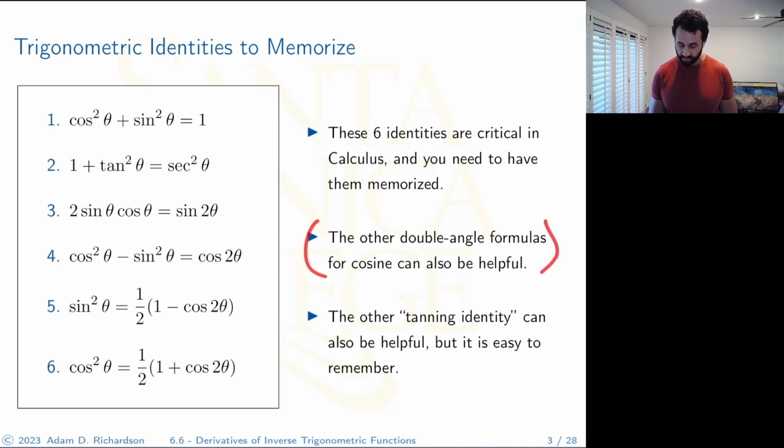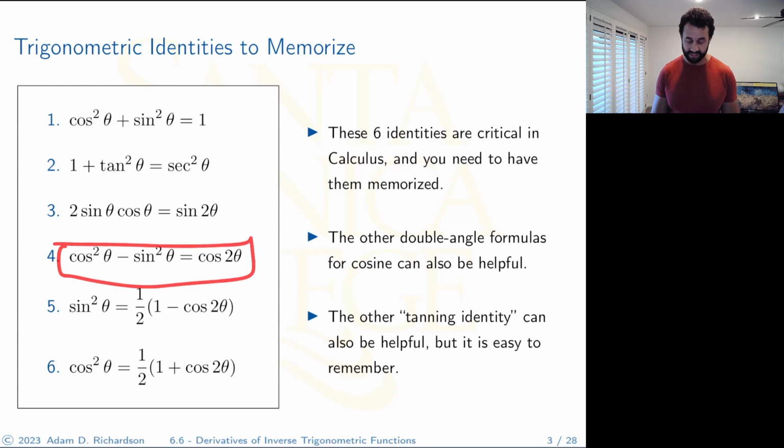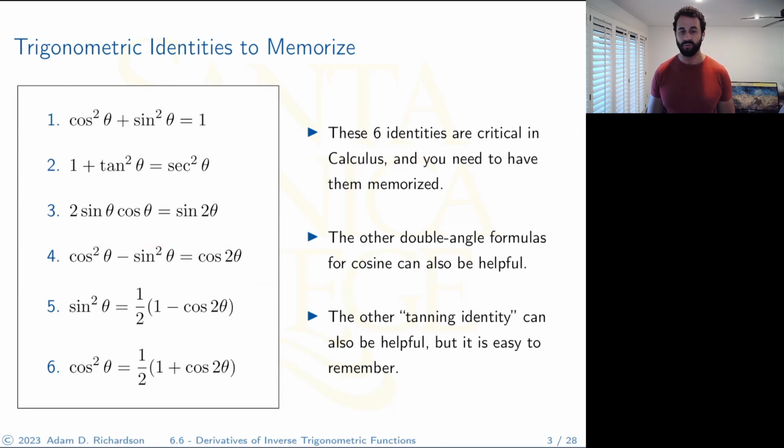The other double angle formulas for cosine can be helpful. There's actually 3 for cosine, and you can frankly just derive them from this if you don't remember them, but sometimes they do pop up. And then the other tangent identity is this one, but instead of it being tangent and secant, it's cotangent and cosecant. So sometimes that one can be handy as well if you're dealing with cotangents and cosecants.